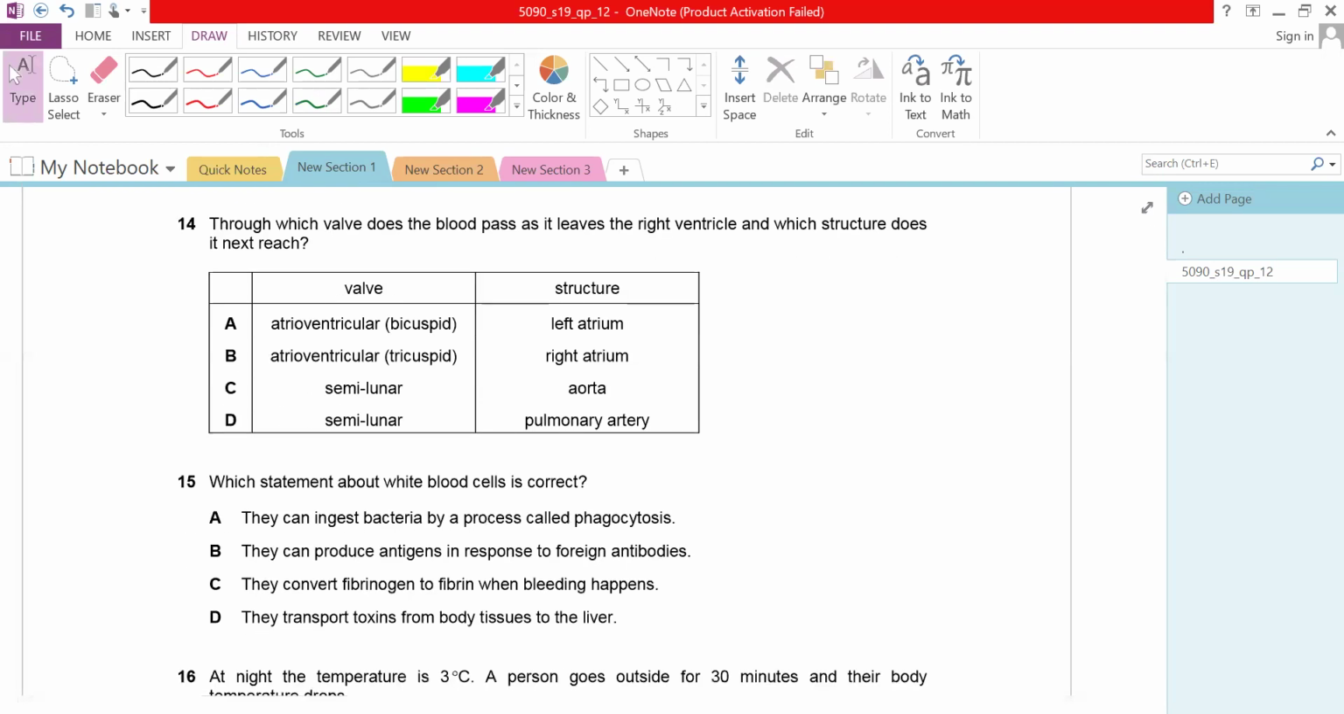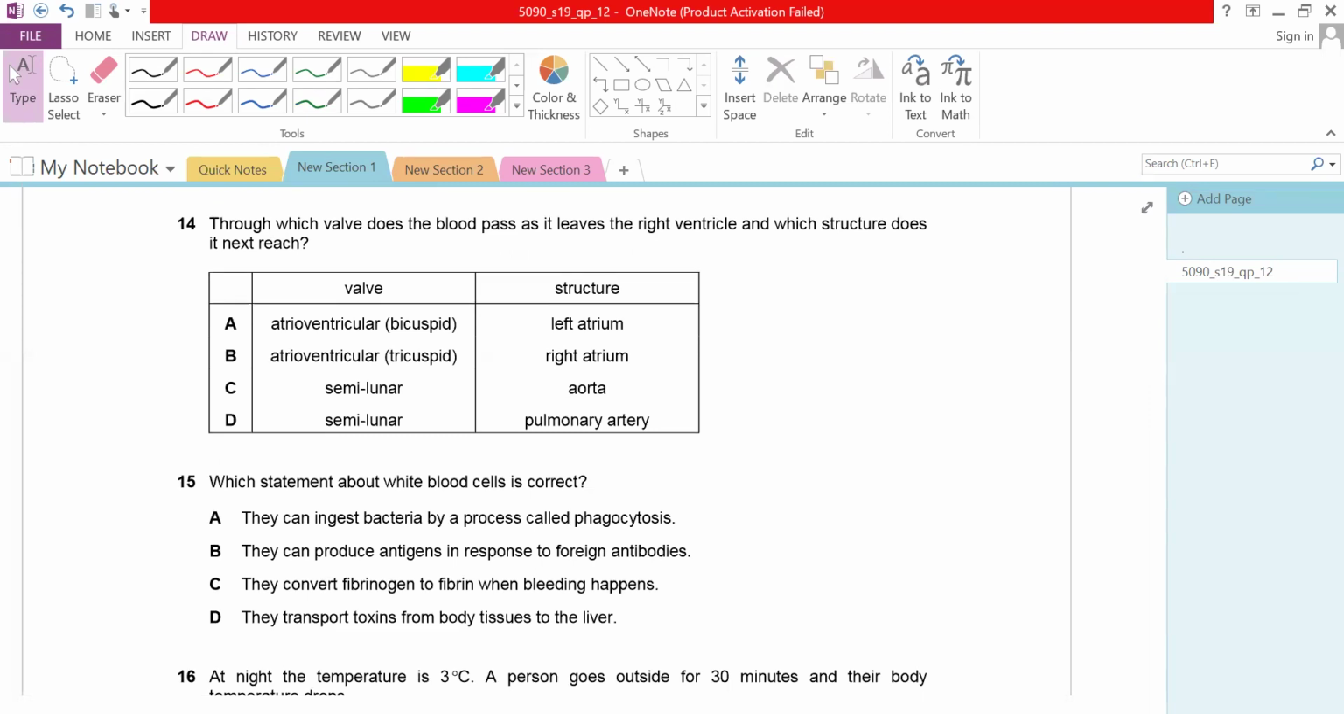Question number 14. Through which valve does the blood pass as it leaves the right ventricle, and which structure does it reach next? Let's read out all the options. First, they are talking about the valve. Option A says atrioventricular bicuspid, atrioventricular tricuspid, semilunar, and semilunar.